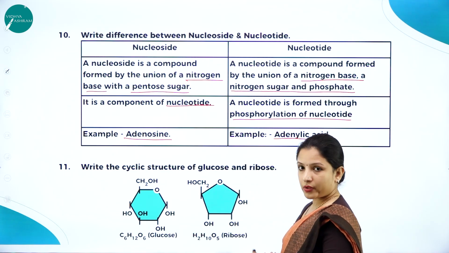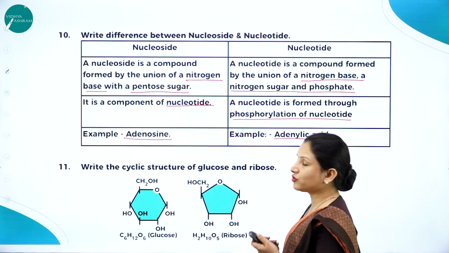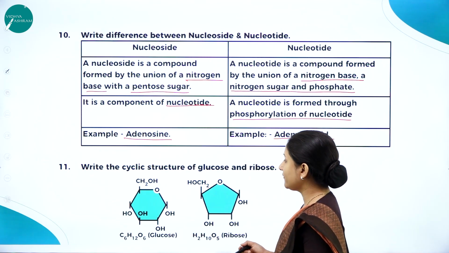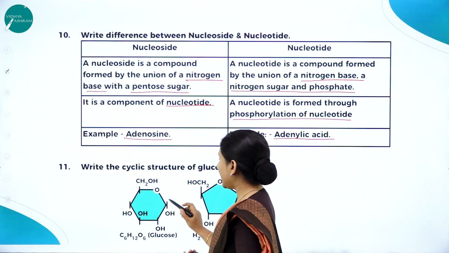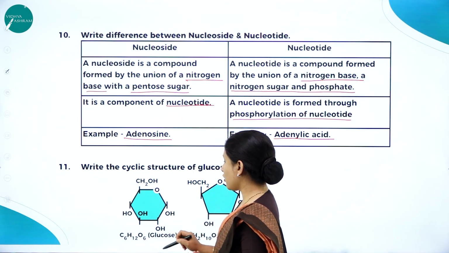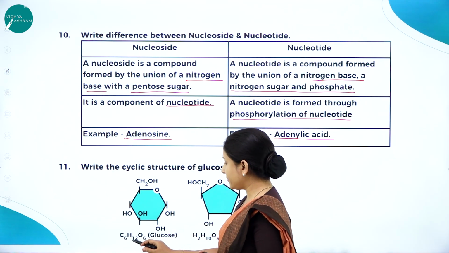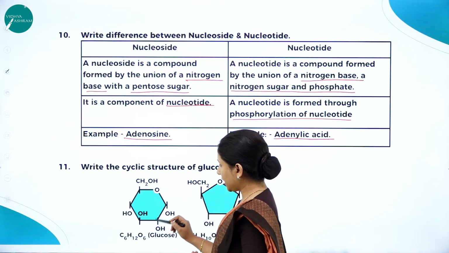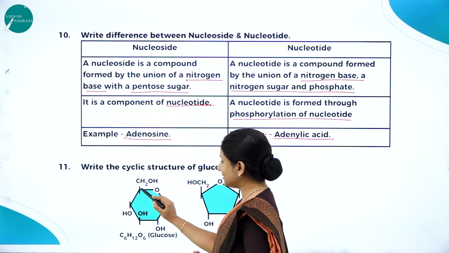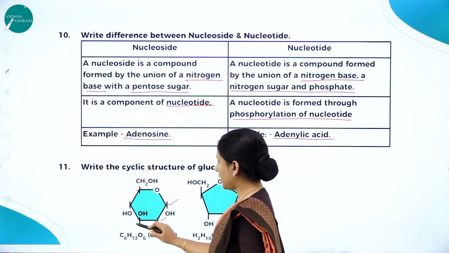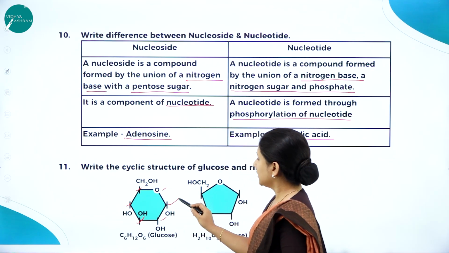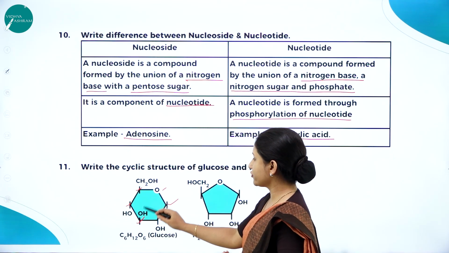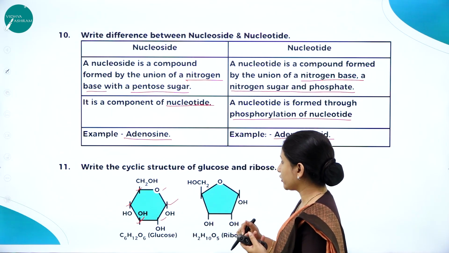Next question, this is also quite important. Write the cyclic structure of glucose and ribose. So glucose has a heterocyclic ring structure, wherein there will be carbon atoms and each of them will have a hydroxyl group. It will have 6 carbon atoms, C6H12O6. So you have to draw a heterocyclic ring and then mention the 6 carbons, these ends that are there will represent carbon atoms. And you have to write the hydroxyl groups, the hydrogen. Same thing as given in the NCERT textbook is what you have to write here.